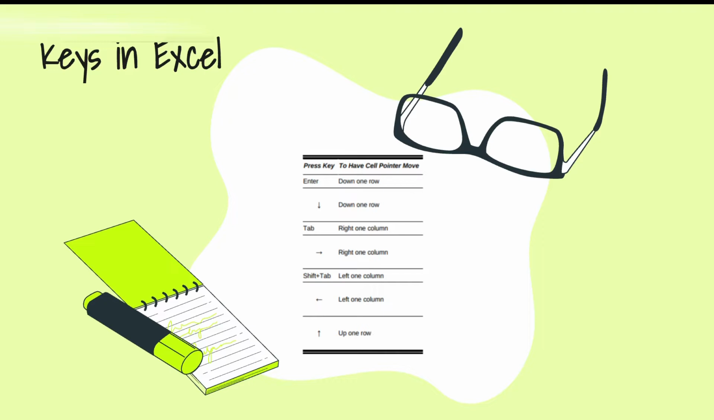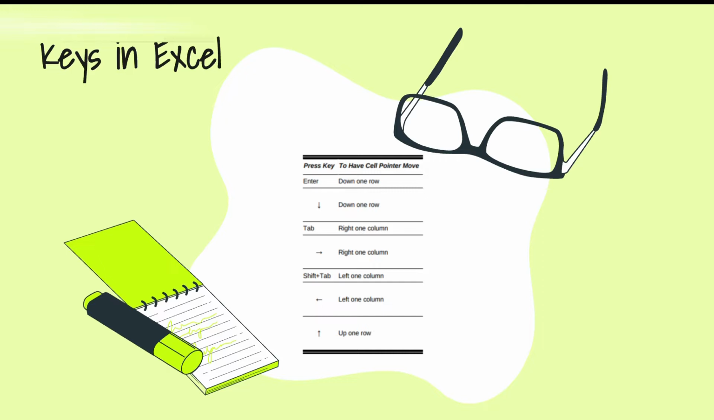This way your data input cell will go down one row. If you press the down arrow on the keyboard, it will also let you go down one row. The more arrows you press, the more the cell selection will switch for input. Tab, you will go to the right one column.